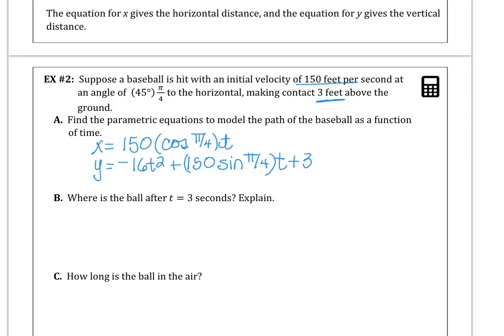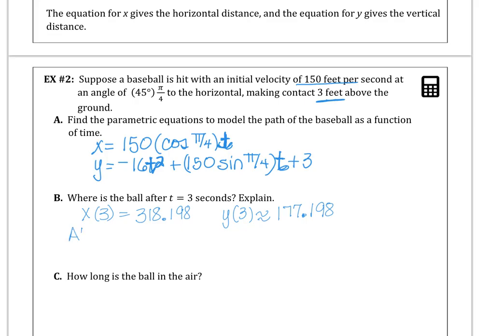Now, for part B, we're going to use those equations. We want to know where is the ball after 3 seconds and explain what you know. So after 3 seconds, this would be great for your calculator. The x of 3, we're going to plug in a 3 here, and I'm getting 318.198. And then the y of 3, you've got to plug in a 3 here, square it, that's 9. Plug in a 3 here after you carefully multiply. And my results are 177.198. So what does that mean?